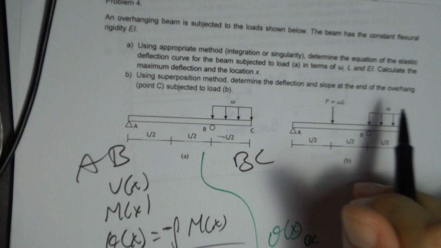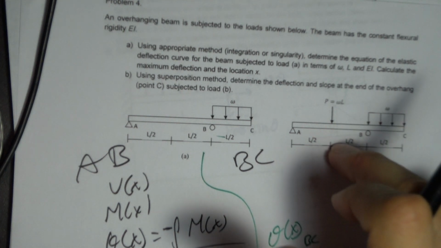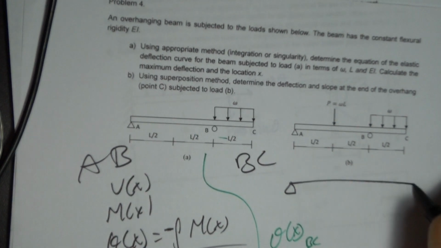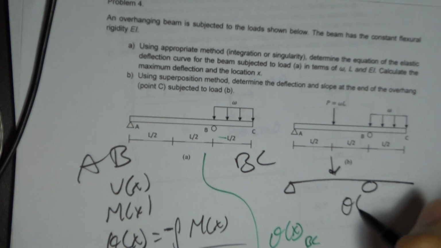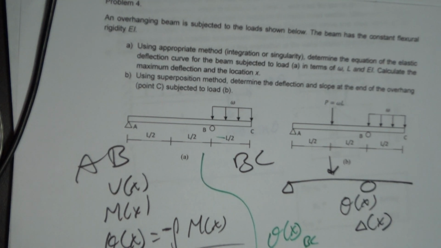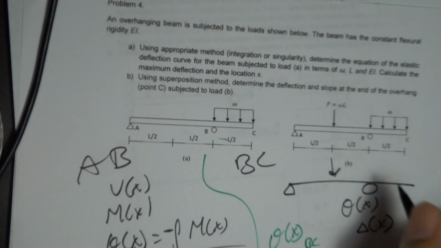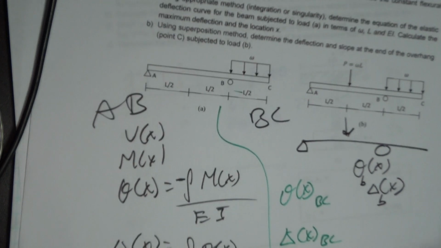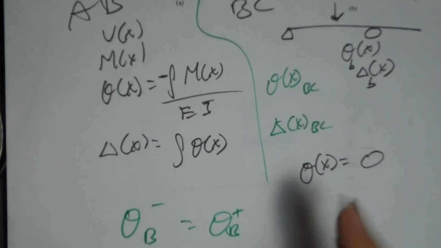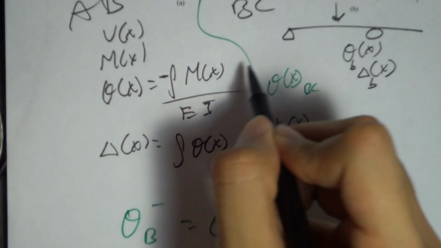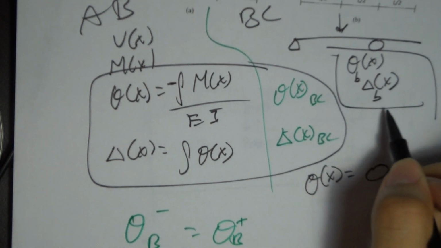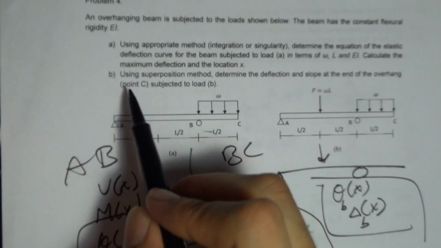For part B, you're basically doing the same exact thing, except you have an extra load. So basically, for this one, keep all the work you did for part A and just solve this problem. Get theta of x for this problem and delta of x for this problem, and then just add the two of them together. I'll call this little b, delta little b. You get one big solution from here. This is one big solution. This is one small solution. Add these two solutions together, and that will give you the equations for part B.